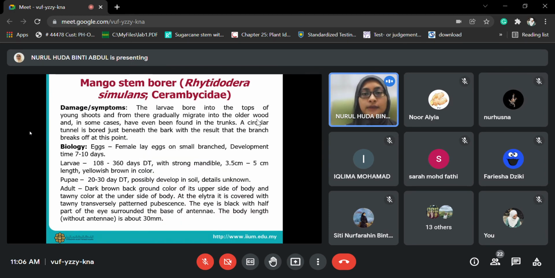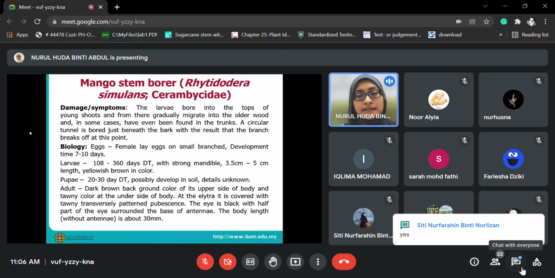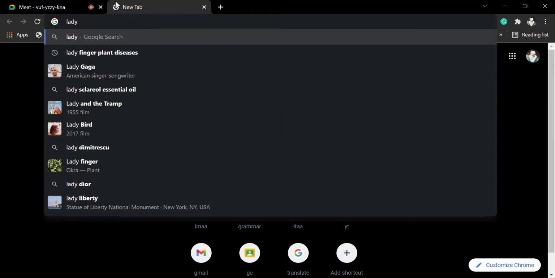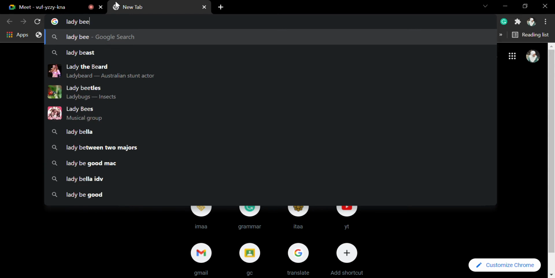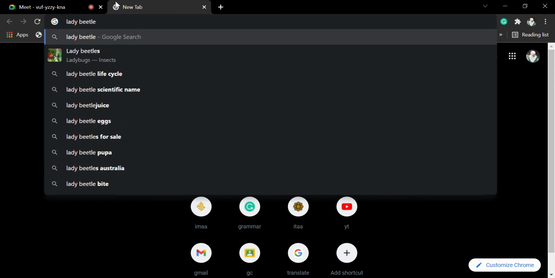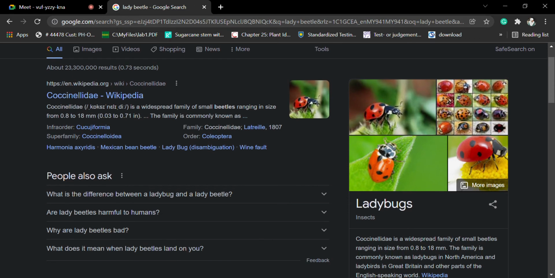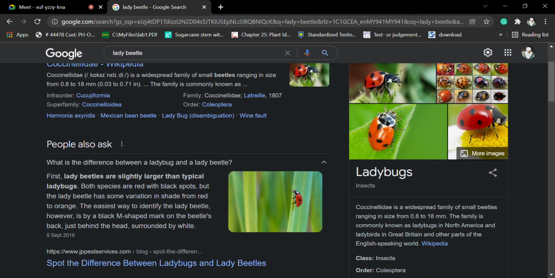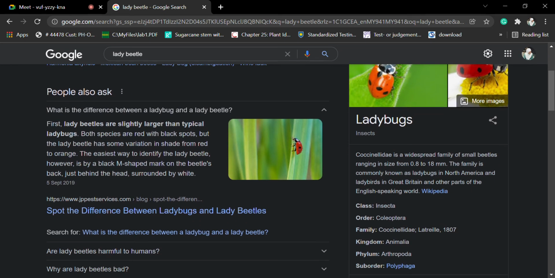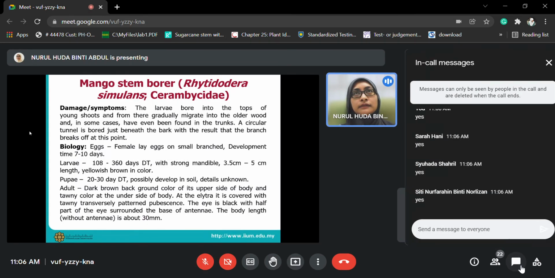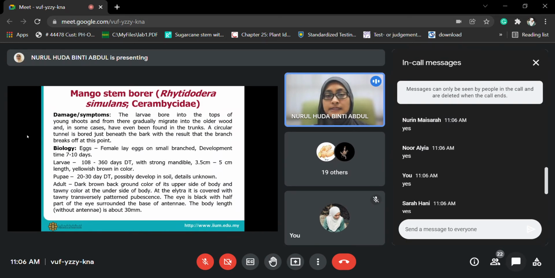to borer. Okay, this is also a beetle. It's just that, as you can see here, it has a different family. Earlier we had Curculionid, and then we have Chrysomelid, and then we have Coccinellid. So different families, and we have another one here, Cerambycidae. The Cerambycidae larvae are actually borers, so they will bore into the young shoot and then migrate into the woody part, which is the trunk.